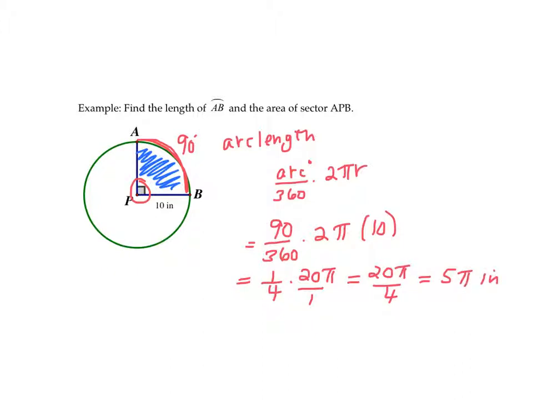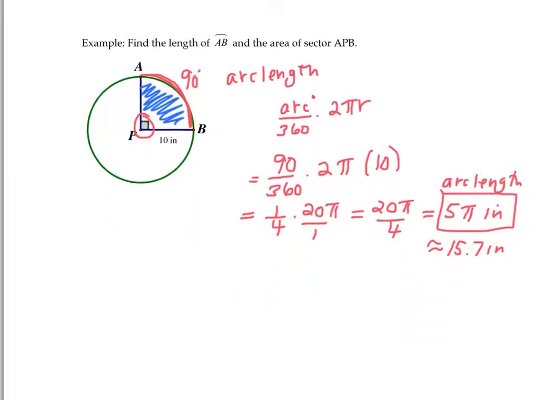In other words, if we multiplied it out, 5 times pi, it would be around 15.7 inches. But what I'd like you to do is keep it in its exact form. Okay? So the length of that arc is around 15.7 inches, or 5 pi inches. Okay, next we're going to find the area of the sector.